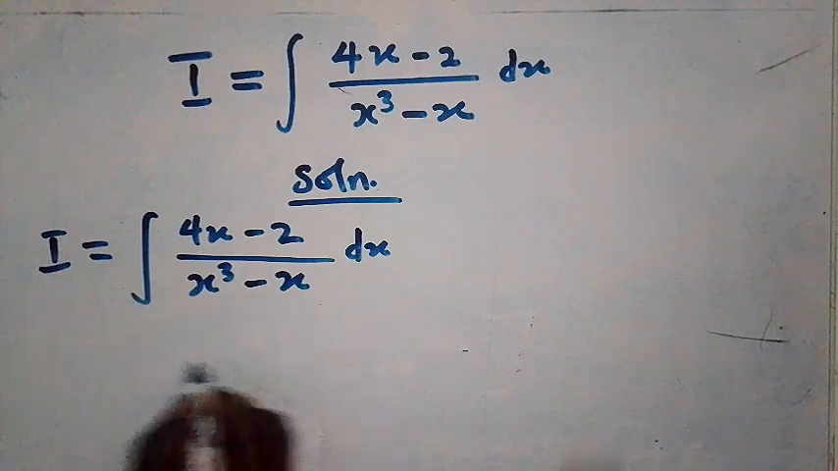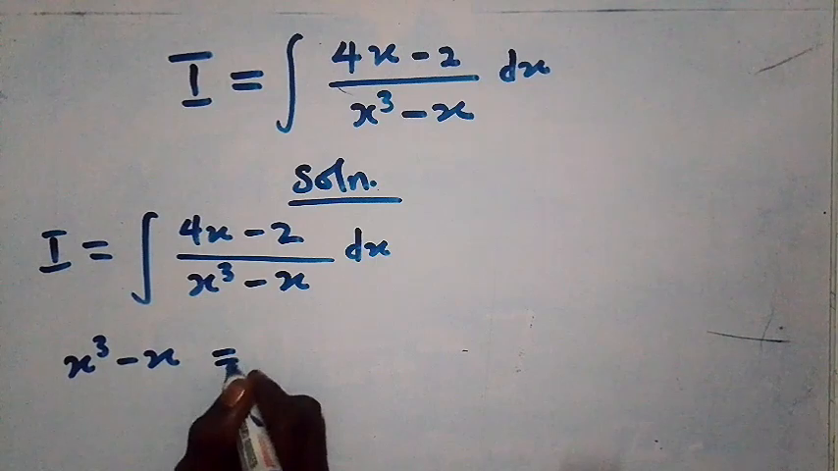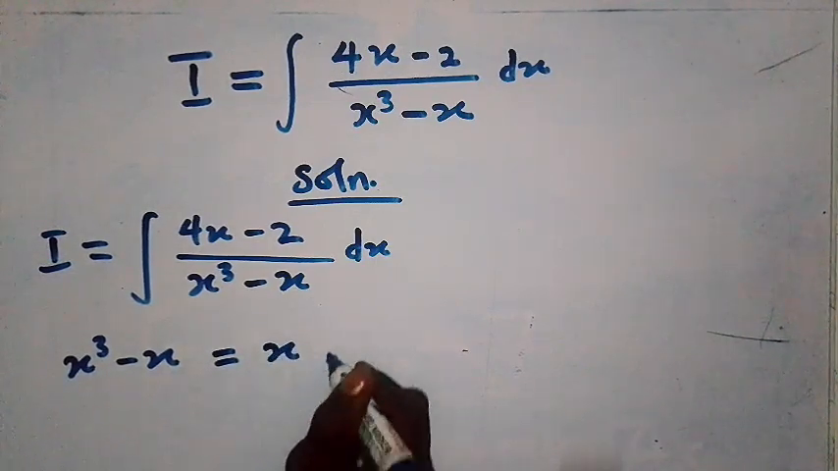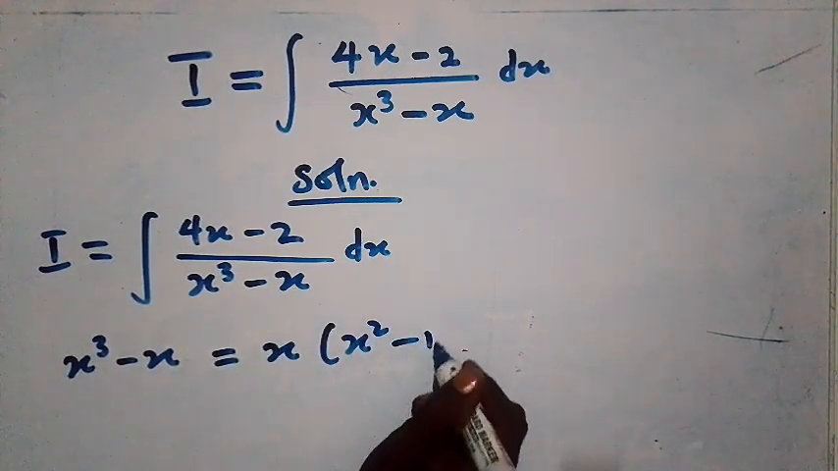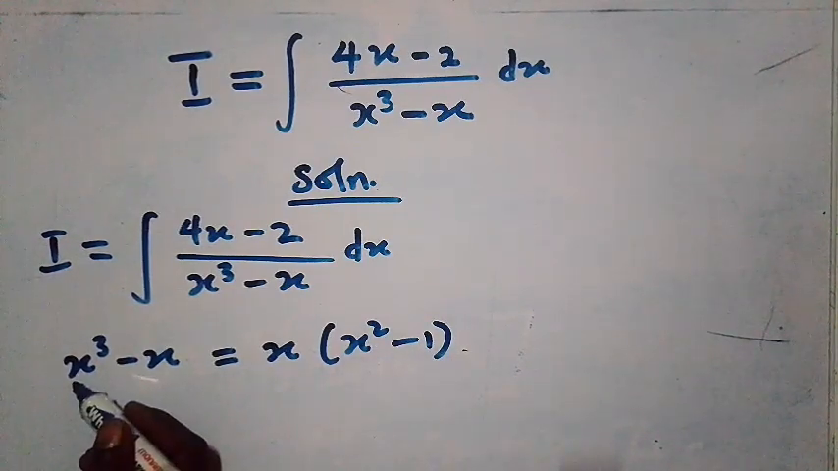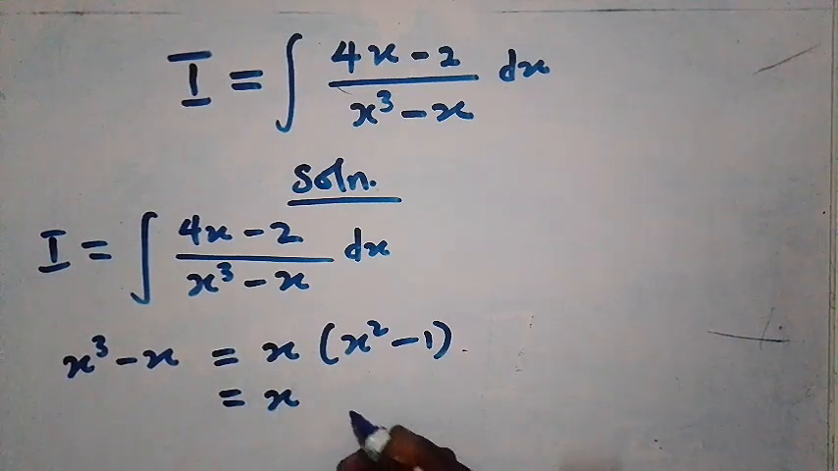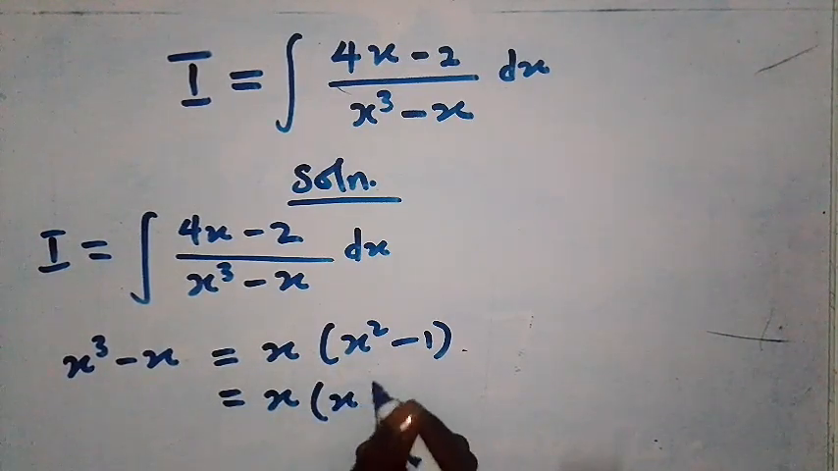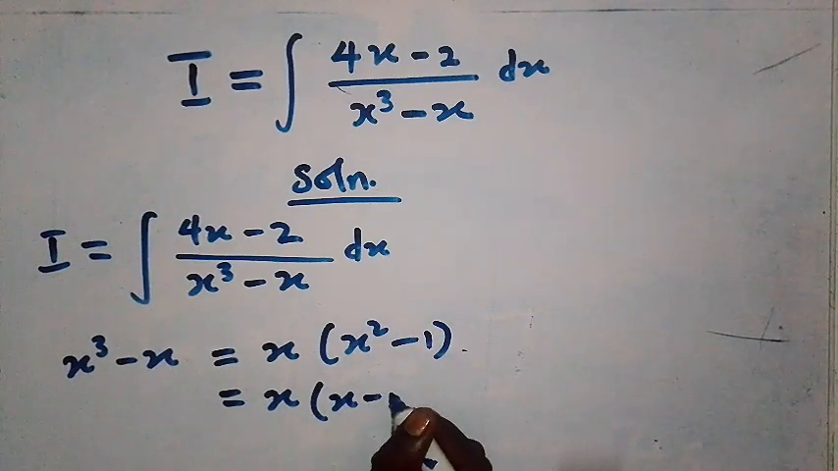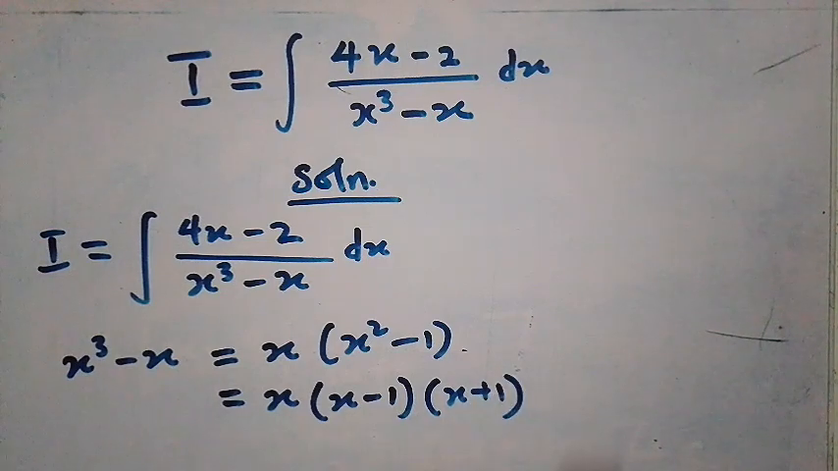If we factorize this denominator, x raised to the power of 3 minus x, let's factor it out. We can have it as x times (x squared minus 1). If I want to get this back, x multiplied by x squared is x cubed, and x multiplied by minus 1 gives minus x. And this will be equal to x, open bracket, let me factor this out as well, (x minus 1), open and close the bracket, (x plus 1), open and close the bracket.